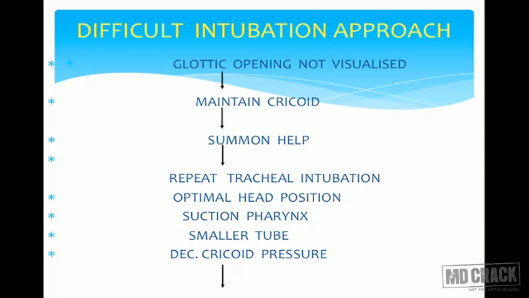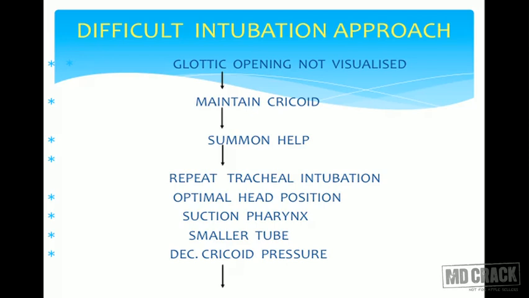Now, after doing laryngoscopy, if the glottic opening is not visualized, you ask the assistant to maintain cricoid pressure and do direct laryngoscopy once again. See if you can see the cords. In spite of that, if the cords are not seen, you summon help. Ask the surgeon or assistant, operation theatre assistant or staff nurse, so that they can help you. Repeat tracheal intubation with optimal head position. Do oral and nasal suction of the pharynx. Use a smaller tube and decrease the cricoid pressure. See if you can visualize the cords.